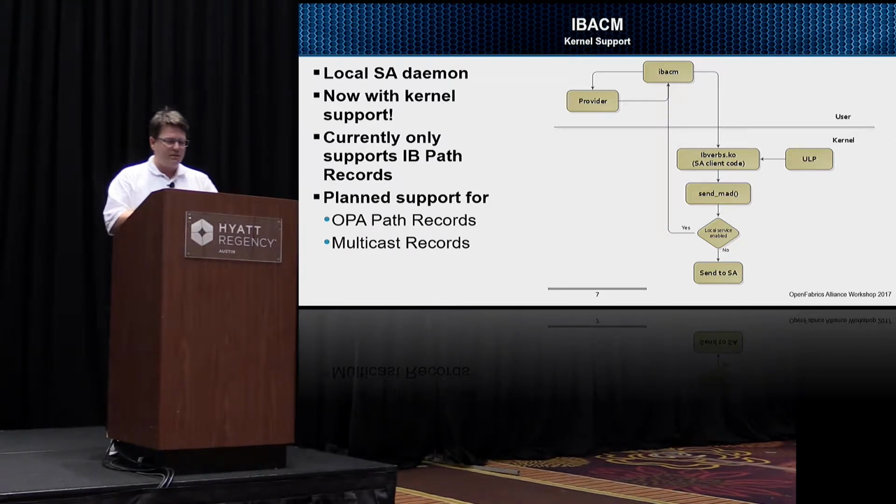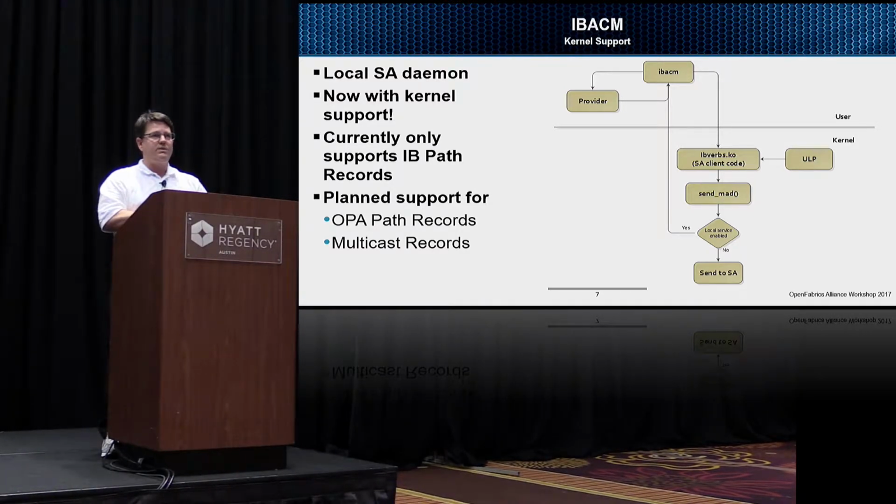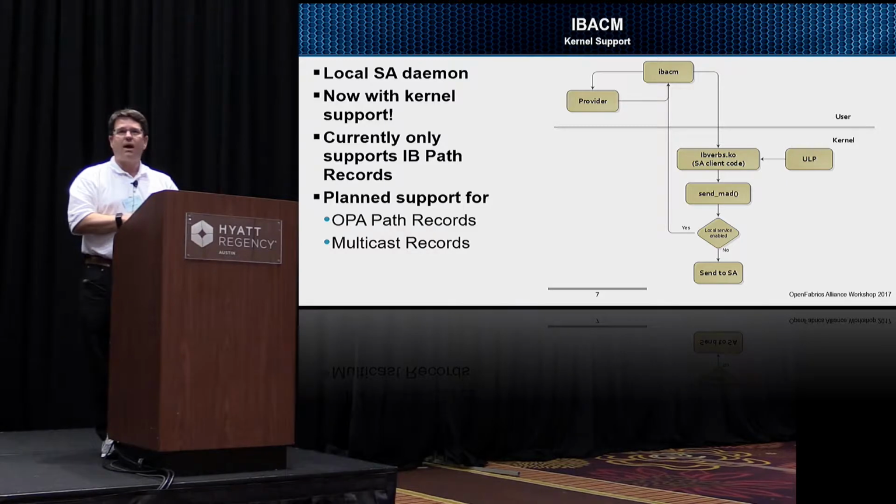So for path records that ULPs are querying for, they query into the IBverbs core, into the SA client code. Those issue a send mad. And if the local service is enabled, Ibacm, it will call into Ibacm and check there for a path record query. It's very similar to the ARP cache daemon that exists for ARP caches. And if Ibacm has the path record, it returns it. If it doesn't, it fails, and it goes ahead and falls back to the SA so that your kernel will continue to function even if Ibacm isn't running or if Ibacm has crashed or whatever. So it's robust. Don't worry, kernel's not going to stop functioning.